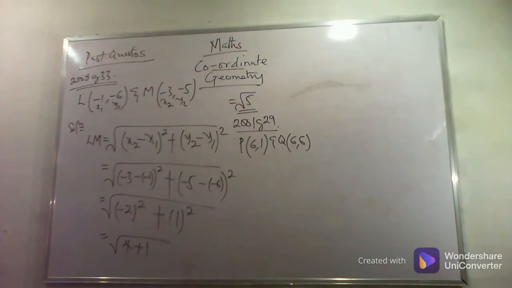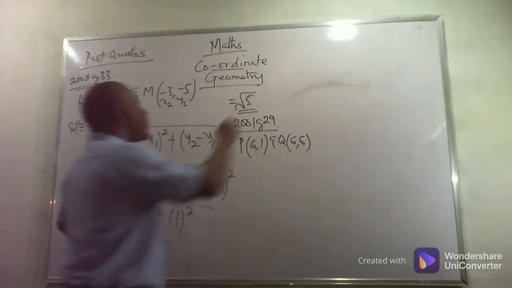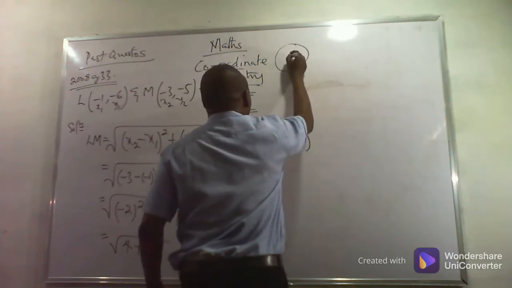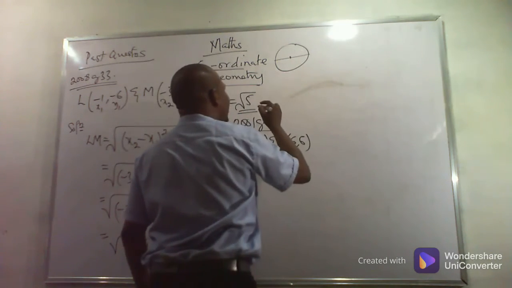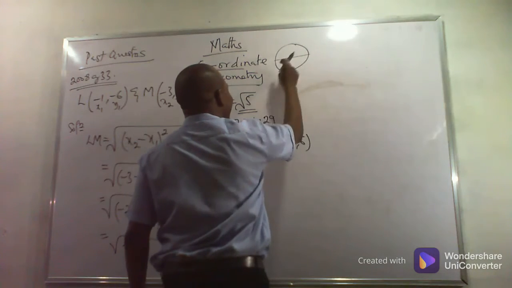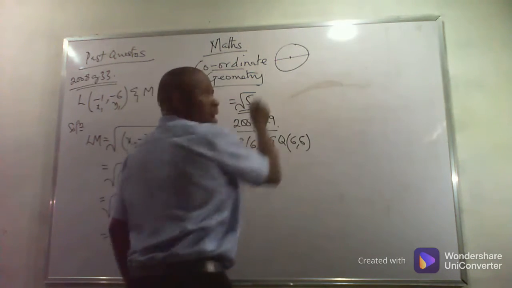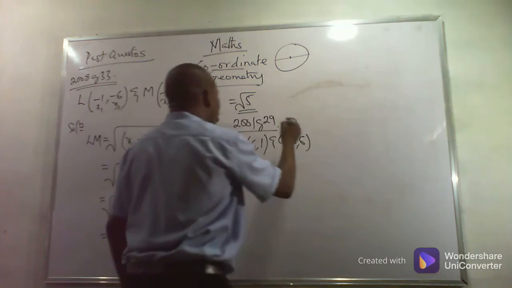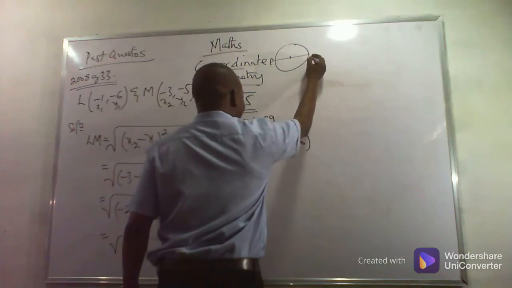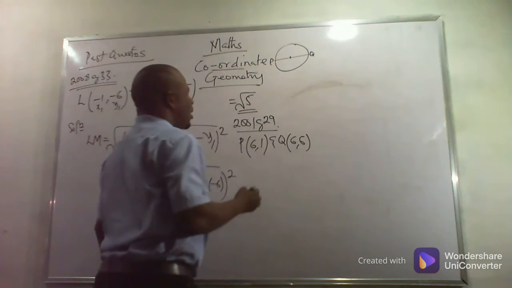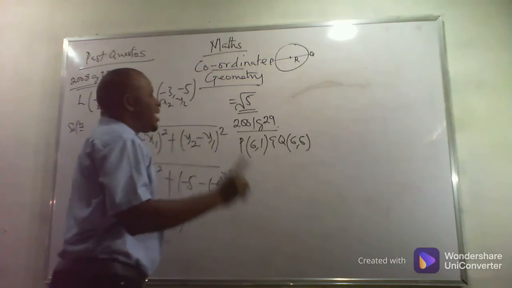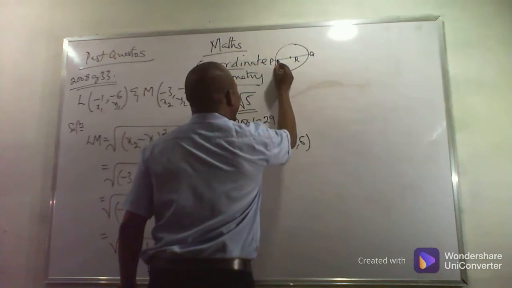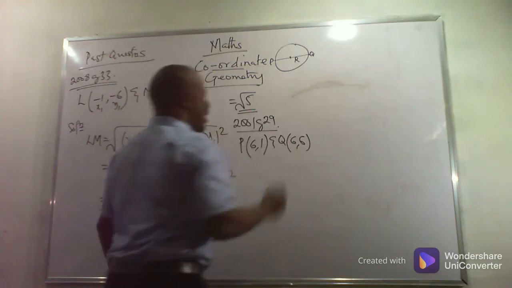Now, this question is somehow technical. How do I mean? If you draw a circle, this is the center. The line joining the circle that passes through the center is what we refer to as the diameter. So we are now told that this is P and this is Q. Now, the question asks us to find the what? The radius. It means if we do not get the distance between P and Q, we cannot get the radius.